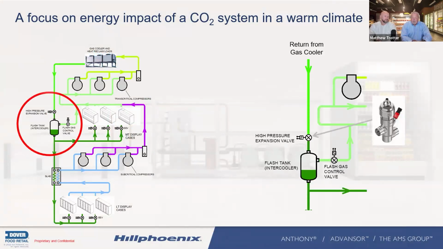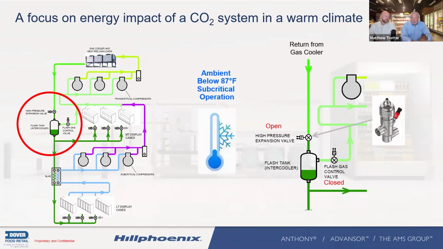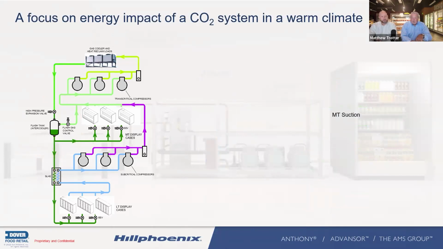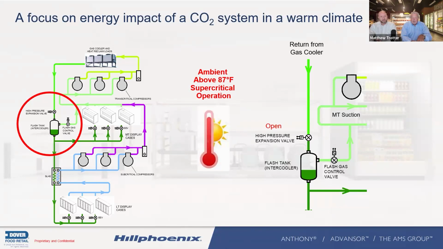Okay, on a cool day, we're going to look at the return from the gas cooler and how we go through the high pressure control valve into the flash tank. So when it's cool outside and we're in that subcritical state that we talked about, we're going to come back with a solid column of liquid coming back from the gas cooler because the ambient allows us to get all the heat out. And then we have liquid refrigerant available to do what we need to do in our liquid lines.